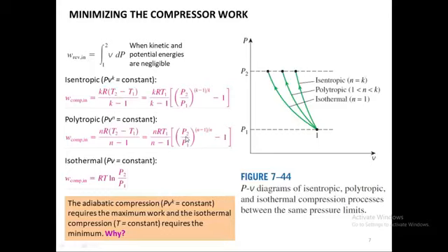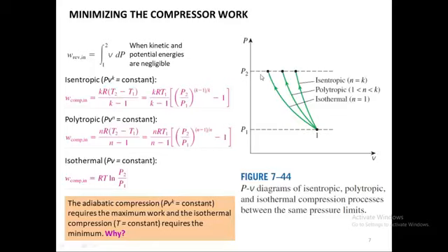So this one is isentropic, this one is polytropic, and this one is the isothermal work required. And if you look at these three lines, one of them is isentropic, polytropic, and isothermal. And the area under these curves on the left hand side is the amount of energy required by the compressor to compress it. So as you can see, the isentropic work is the highest work required, polytropic is the second one, and isothermal is the best one.